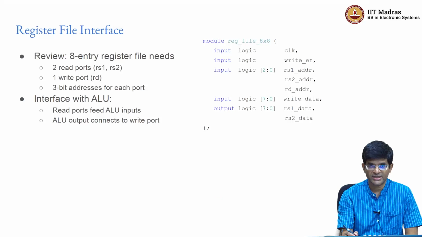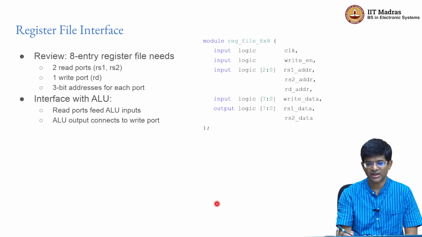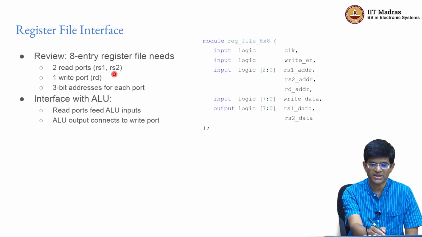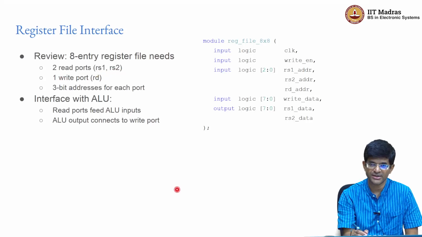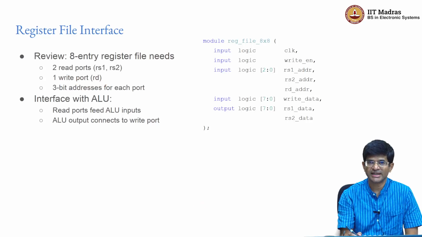Now we also have a register file, right? And what does the register file look like? In this case, remember that we are talking about something where we want to be able to read 2 inputs because we need 2 operands for the ALU, and we want to be able to write 1 value, right. So we want 2 read ports, we are going to call them RS1 and RS2, and I want 1 write port. Now in addition to that, I also need to decide how many registers I want to work with.